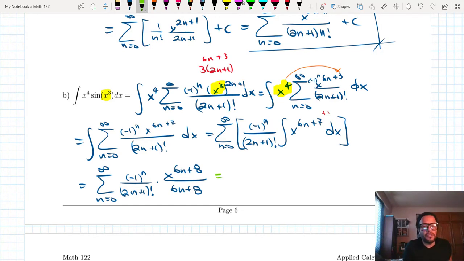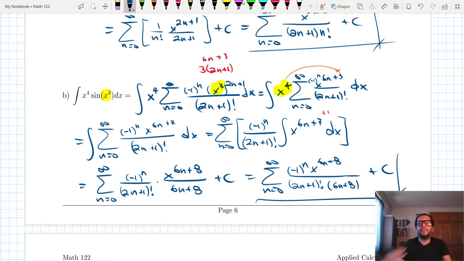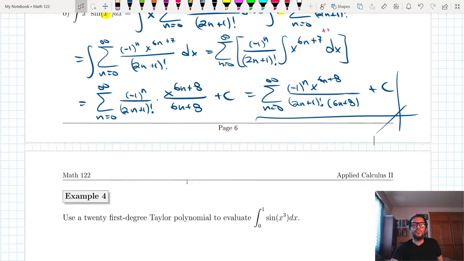Okay, so this will be equal. Let me just write it as a single expression. By the way, I forgot the plus c. This will be sigma n equals 0 to infinity of -1 to the nth power x to the 6n plus 8 divided by 2n plus 1 factorial times 6n plus 8, plus c. Hopefully I didn't make a mistake. If so, we can discuss it later. All right. And that's what we get. That's the integral of that function in terms of series.